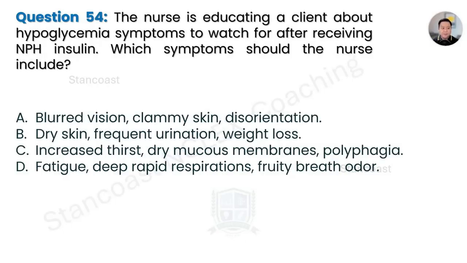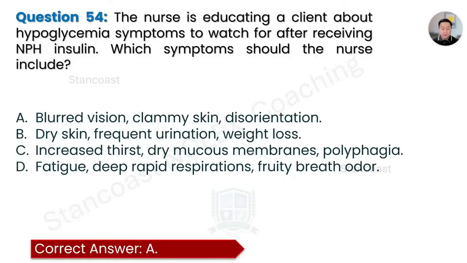54. The nurse is educating a client about hypoglycemia symptoms to watch for after receiving NPH insulin. Which symptoms should the nurse include? A. Blurred vision, clammy skin, disorientation. B. Dry skin, frequent urination, weight loss. C. Increased thirst, dry mucous membranes, and polyphagia. And D. Fatigue, deep, rapid respirations, fruity breath odor. The answer is letter A.